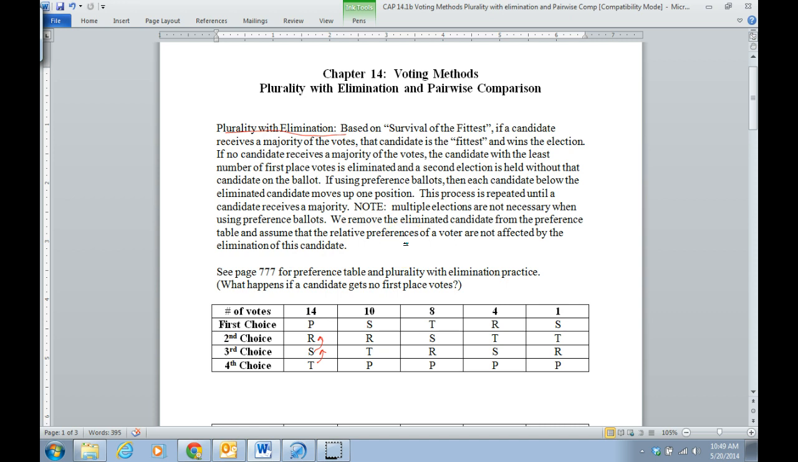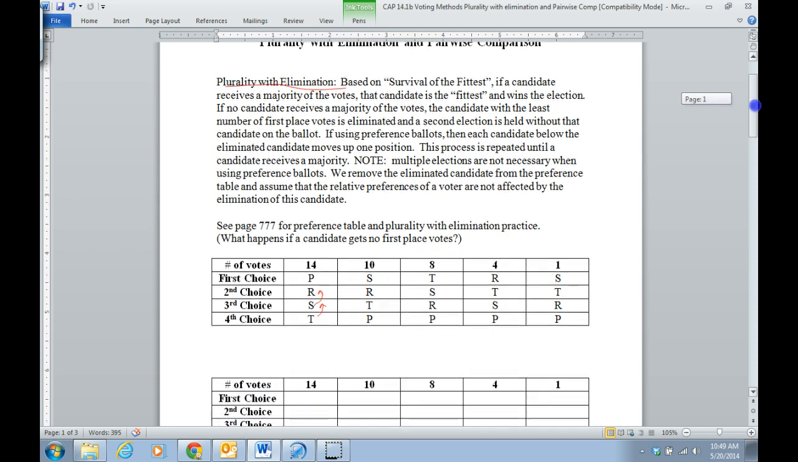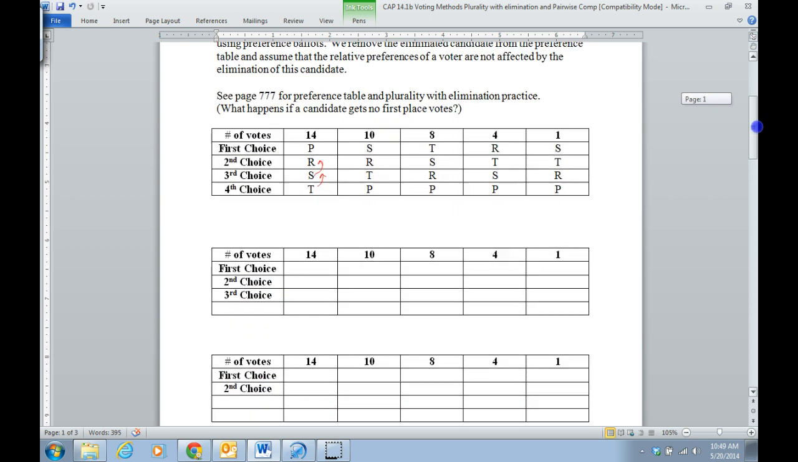Okay? So, what I have here is something out of our book on page 777. I'm going to move it up a little bit. And we're going to look at what happens when we use voting by plurality with elimination. Okay. So, first of all, we need to look at who won overall the first time around. So, there are 4 candidates, and we're just going to call them P, R, S, and T.